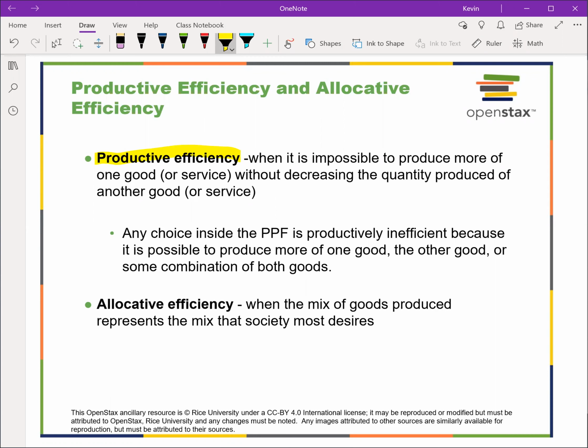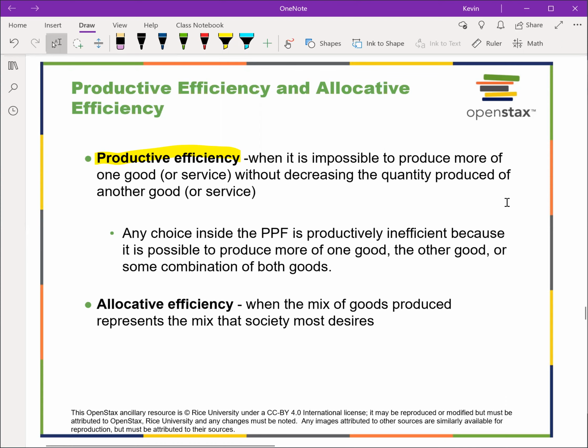What this tells us is that it's impossible to produce more of one good without decreasing the quantity produced of another. In short, what this is saying is that we have everybody working. So if we had a classroom with 20 people, and we decided that we're going to make bird houses for the day, we have 20 people in the process working to make bird houses.